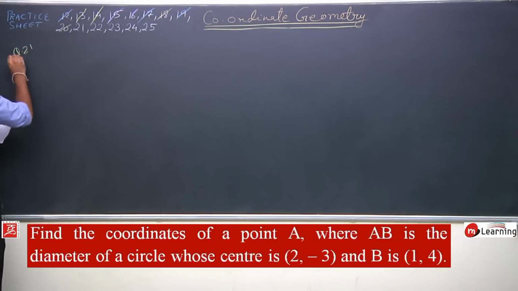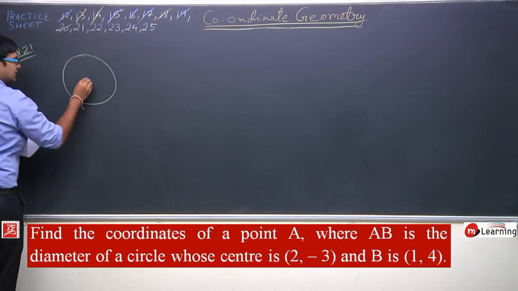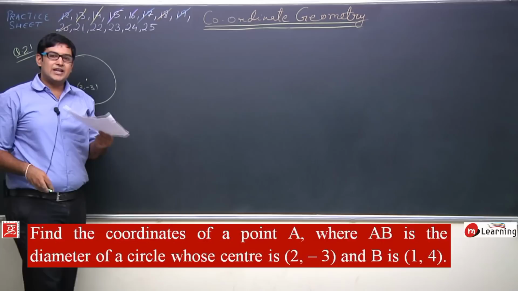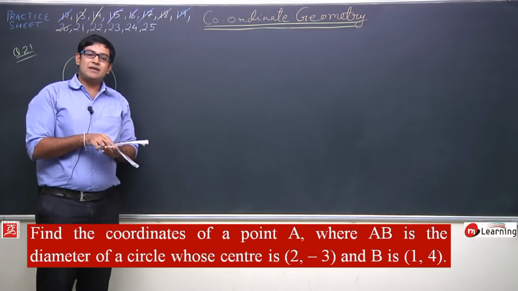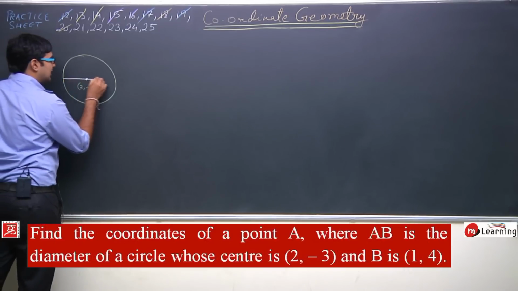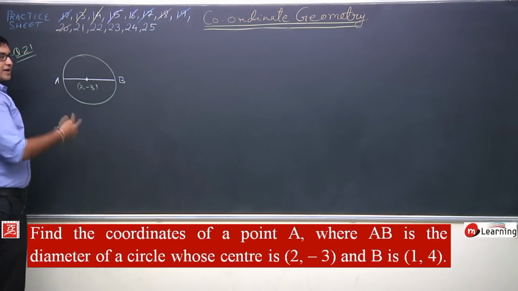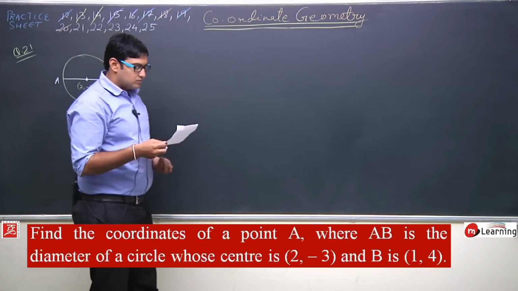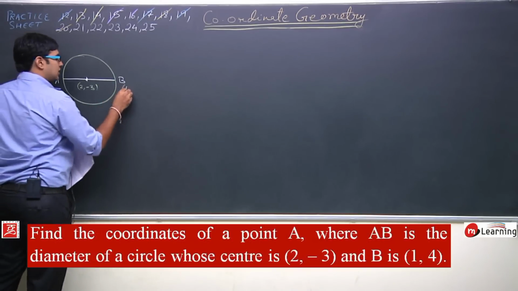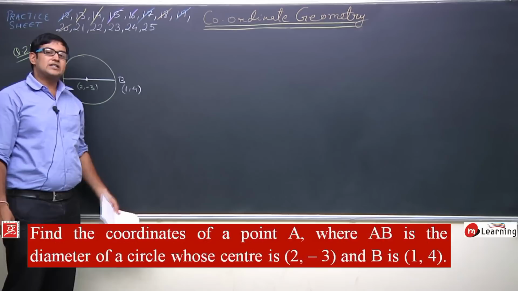So there is a circle whose center is (2, -3). AB is a diameter. Since AB is a diameter, it has to pass through the center. So let us say this is AB, the diameter, passing through the center. The coordinates of point B are given as (1, 4), and we need to find the coordinates of A.